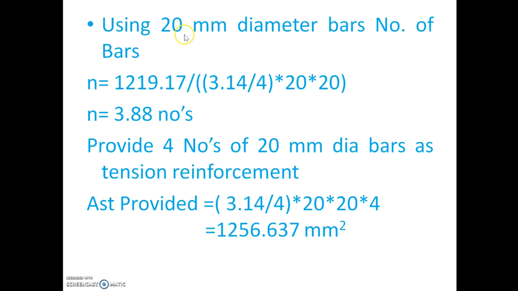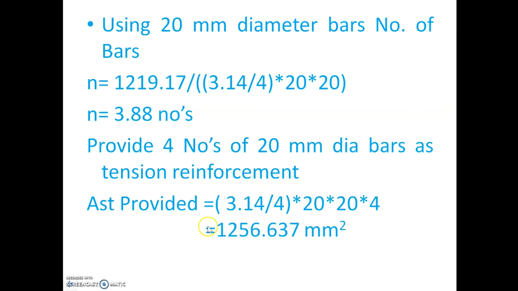So assuming the diameter of the bar of 20 mm, calculate the number of bars. N is equal to 1219.17 divided by pi by 4 into d square. Here d we are assuming 20. So by substituting the values, we will get N is equal to 3.88 numbers. So provide 4 numbers of 20 mm diameter bars as tension reinforcement.